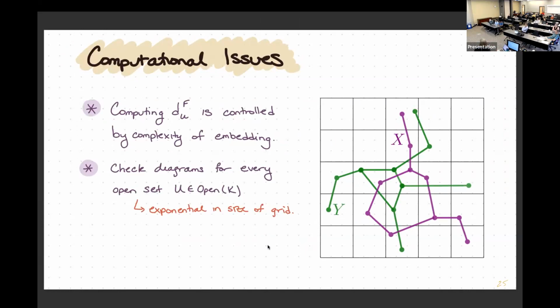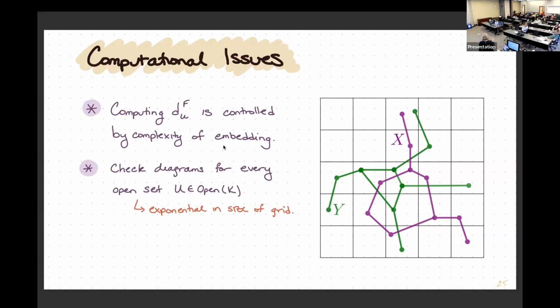second bit. Right, so computational issues. So we've been thinking a lot about exactly how to compute this distance. And this has to do with complexity of the embedding and sort of your input information. So that's something we're working on.